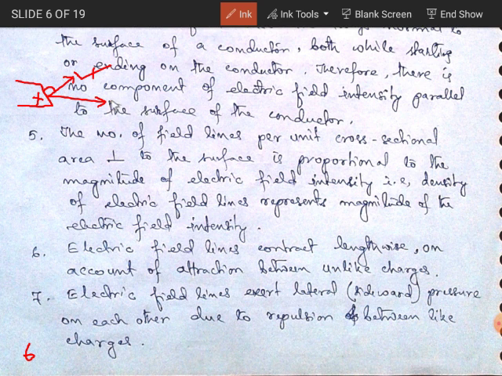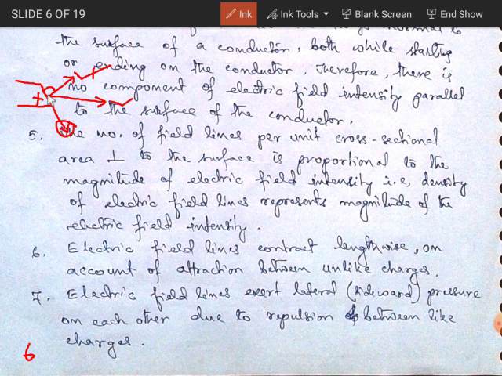Got it? If the electric field is like this, which is not perpendicular to the surface, then what happens? This electric field can be resolved into two rectangular components, one along the surface of the conductor, another perpendicular to it, right? In that case, this component will be there. What is this component? The component parallel to the surface of the conductor, right?